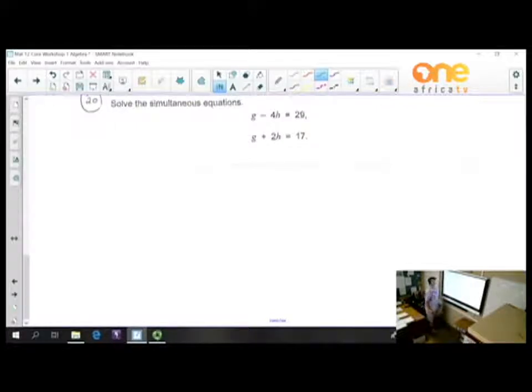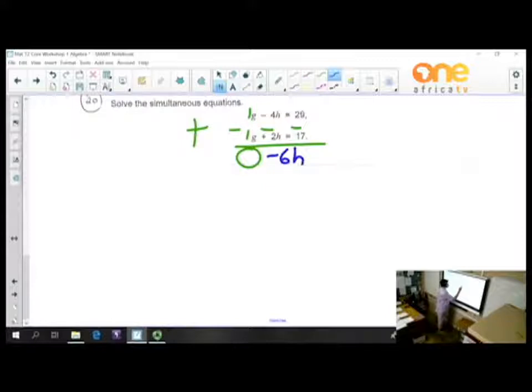Right, solving simultaneously again. So this time I want to eliminate g because it's 1 and 1. Again, if I add it, I'm going to get a 2. So I need to subtract, and that means I change all the second signs, the whole row. You change the sign and you add. So 1 minus 1 is 0. So now we've eliminated g. Negative 4, negative 2, again do it on your calculator. Negative 4, negative 2 is equal to negative 6h is equal to, and on the other side, 29 minus 17 is equal to 12.